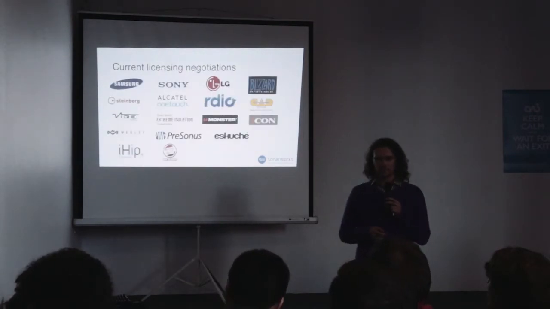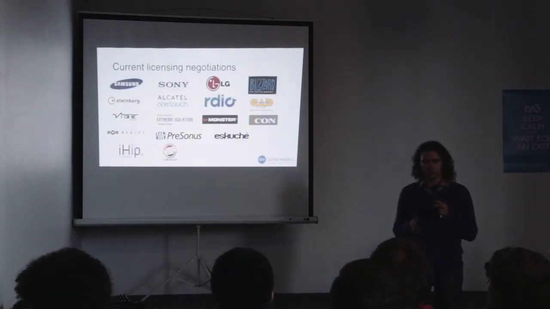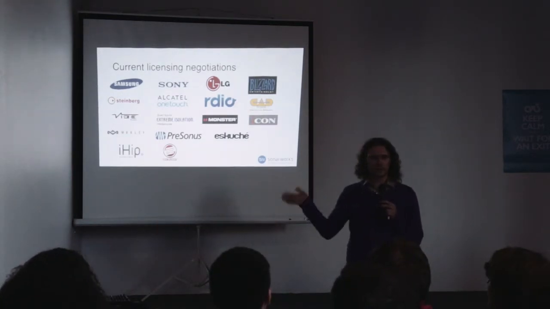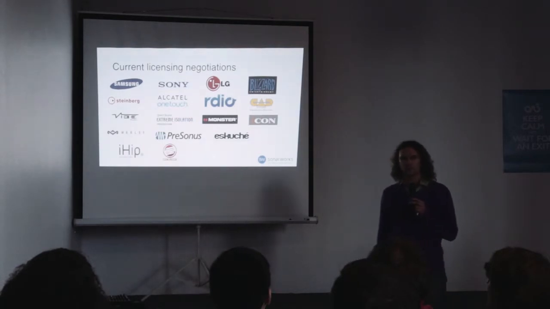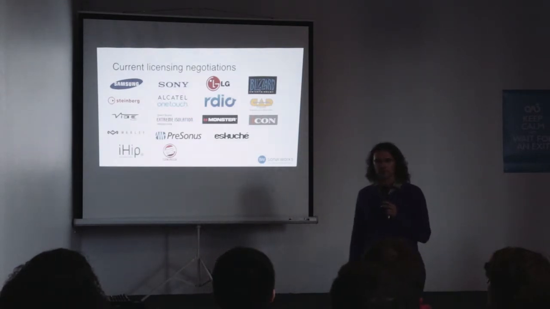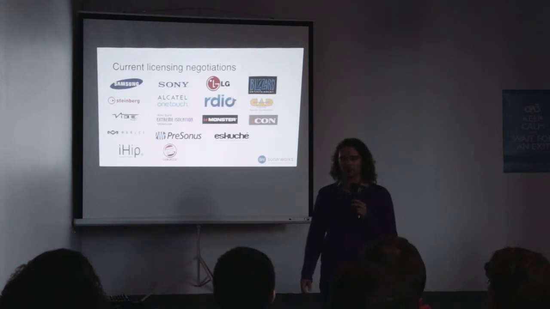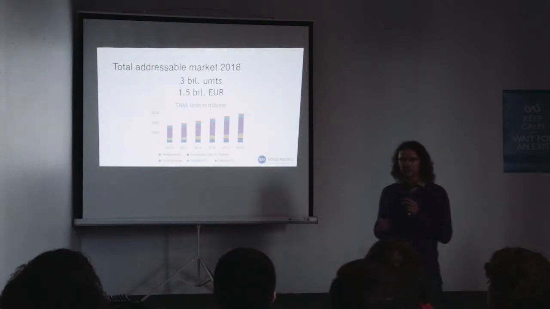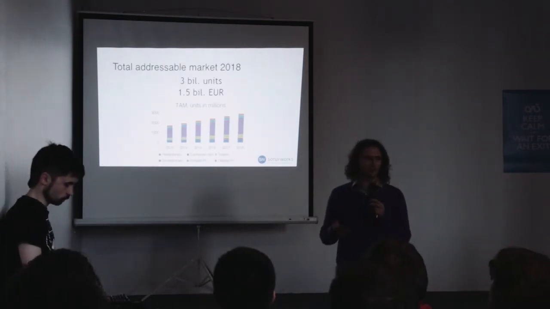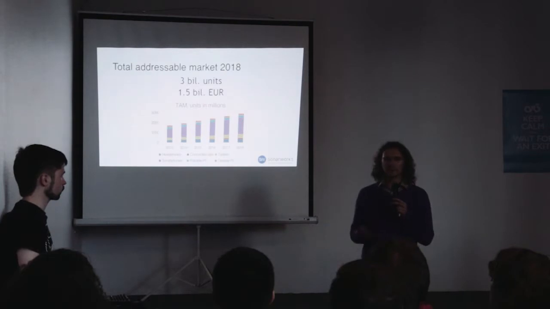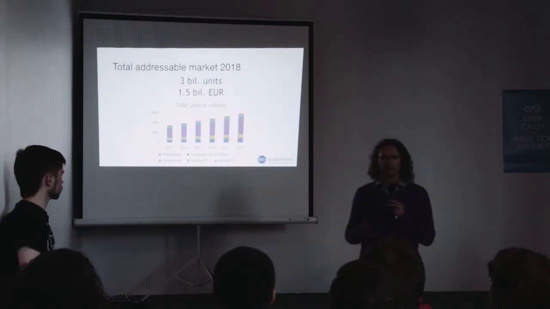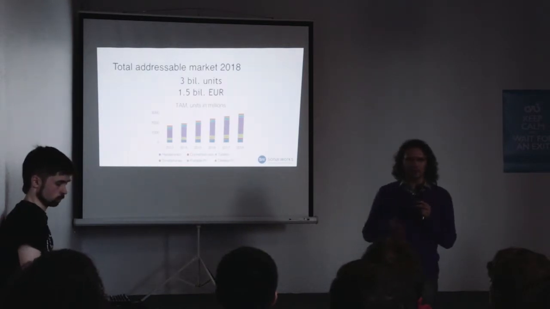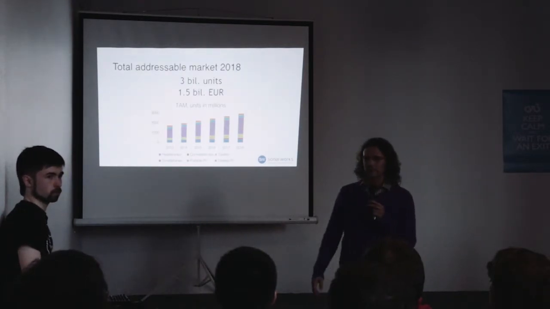So we've been in the market for 2 years. We launched 2 years back. We have already engaged quite a few companies and have started licensing negotiations with these logos that you see on the slide. All in all, we see it as a 3 billion unit total addressable market, which mainly consists of smartphones, but then you add computers, old-fashioned stuff, smart cars and many other segments to it.